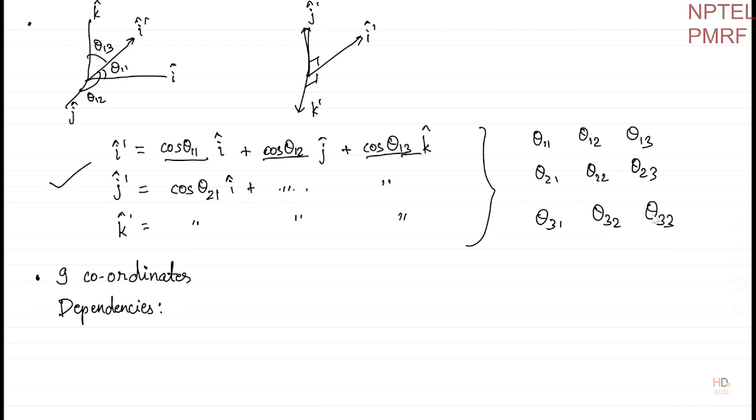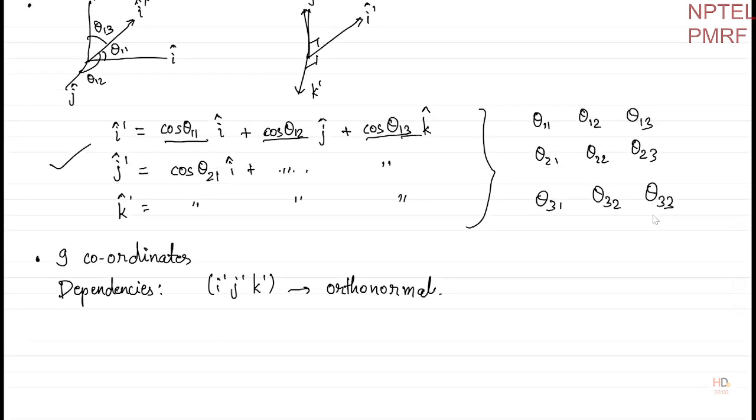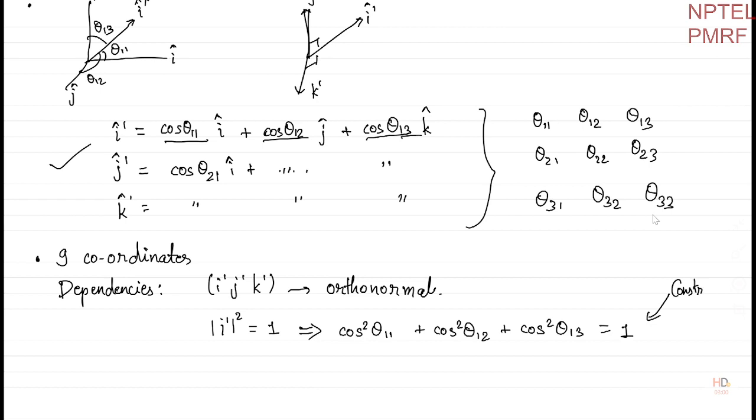So, what are the dependencies in the system? That is given by the fact that the i prime, j prime, k prime axes are also orthonormal, right? So they are perpendicular to each other, and the unit vector stays a unit vector. So we have mod of i prime as 1, which will give us the whole square: cos square theta 1 1 plus cos square theta 1 2 plus cos square theta 1 3 is equal to 1, right? So that is one constraint. That is your first constraint.